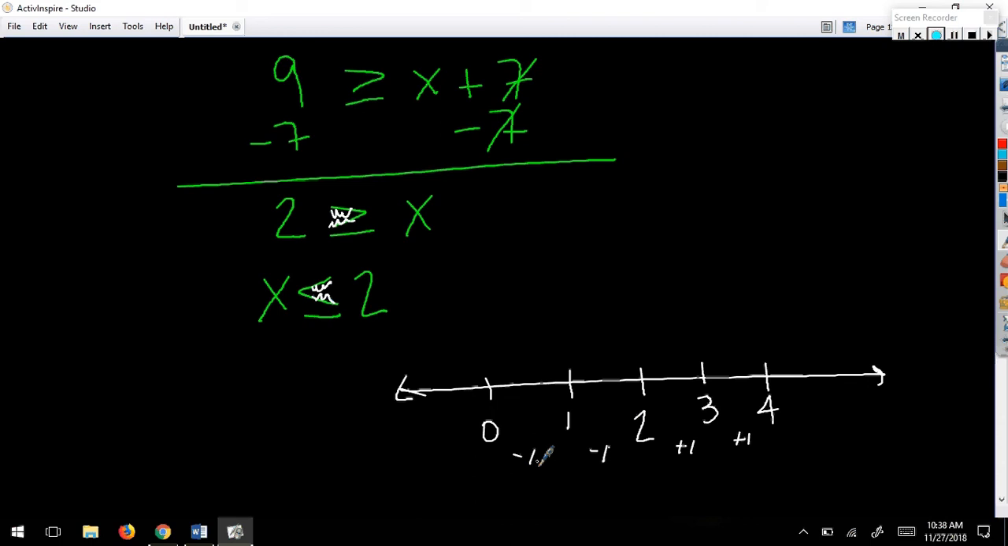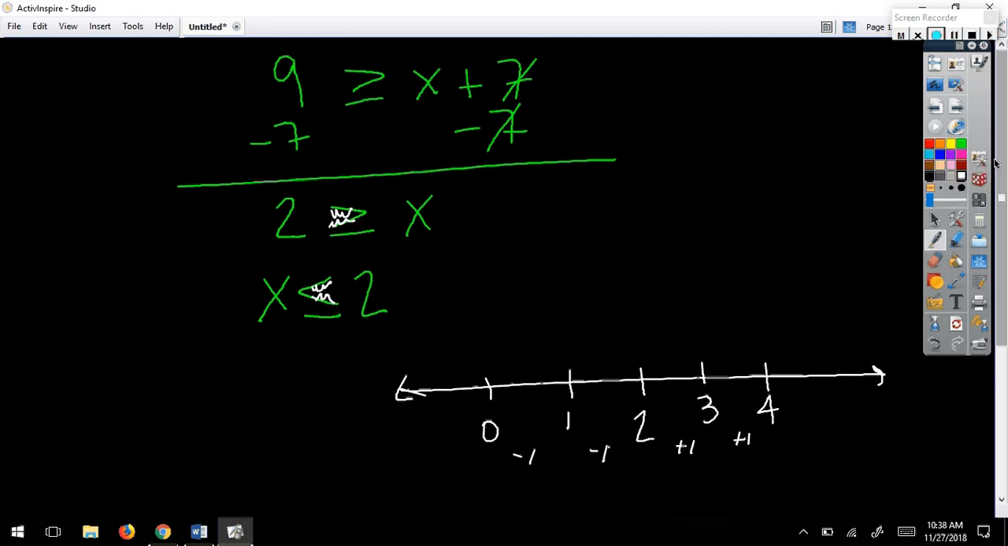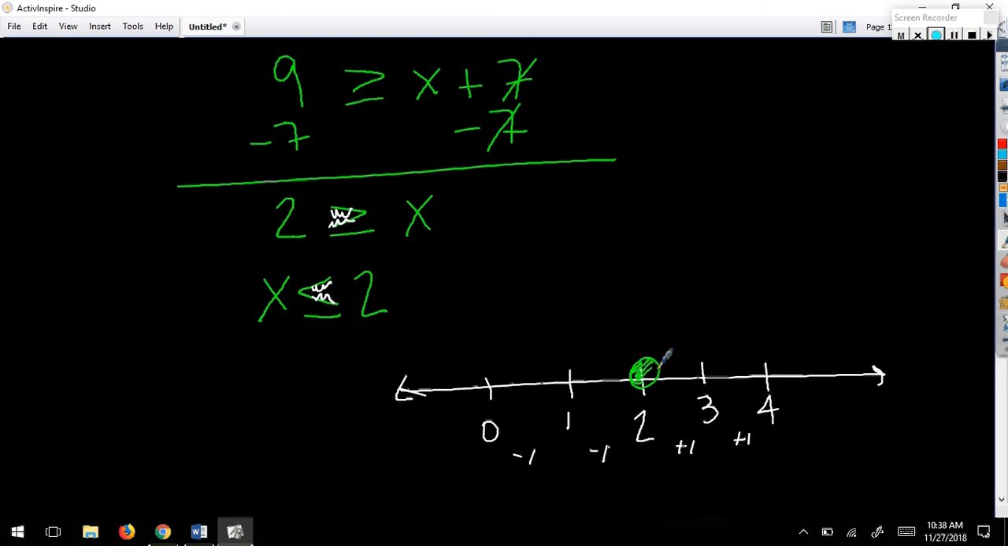My point here, should it be filled in or should it not be? It should. Why? It's got a line under. That's right. Now, to the left. Does that make sense to everyone in here? Correct.